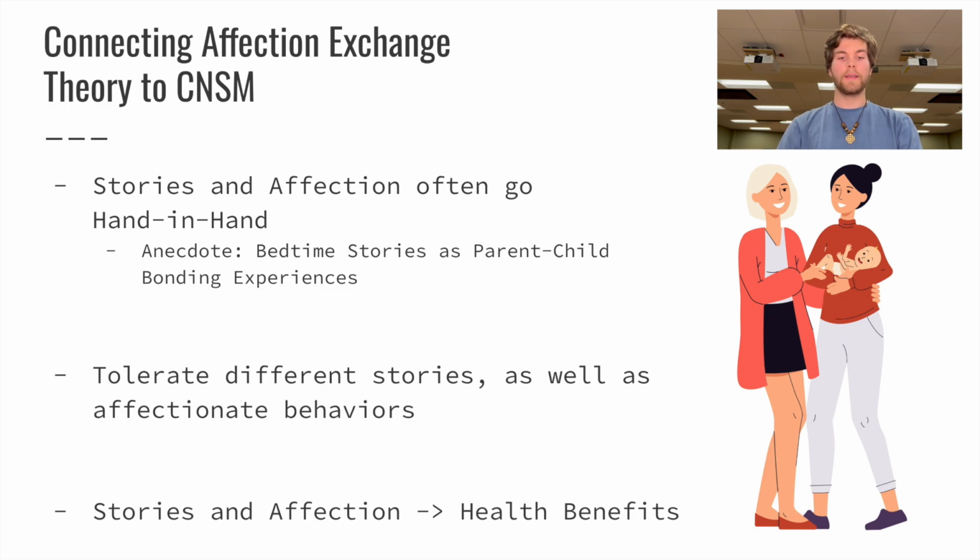Now, let's connect CNSM to affection exchange theory. A large component of this theory, also called AET, is how human beings are capable and need some affection in their lives. We can show this by giving hugs, helping out with chores around the house, verbally stating how much someone means to you, as well as more indirect ways, like sharing stories with them. For example, we would travel on occasion to my grandmother, who lived further north than us.